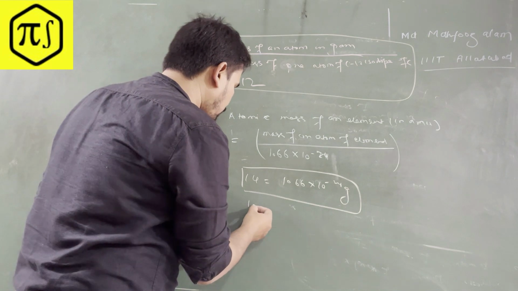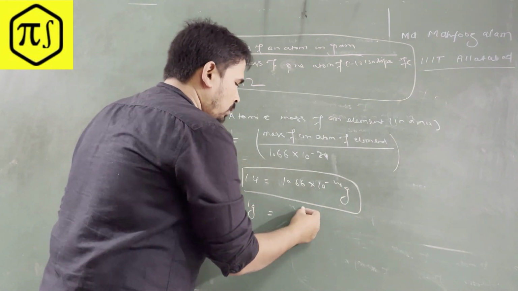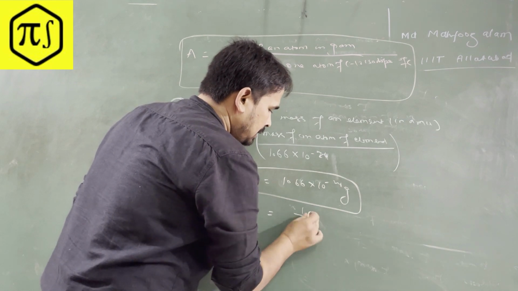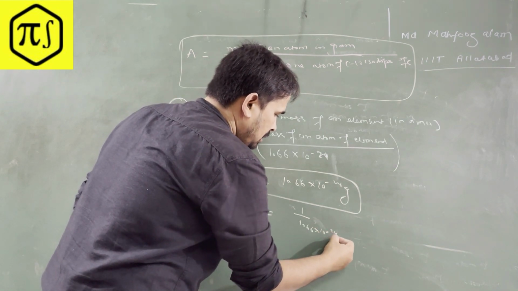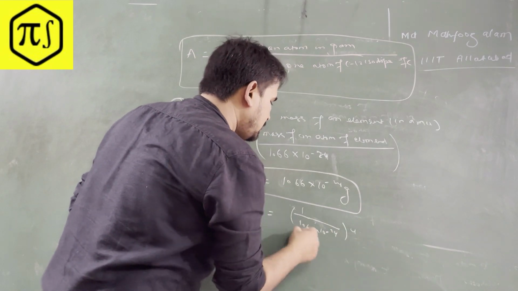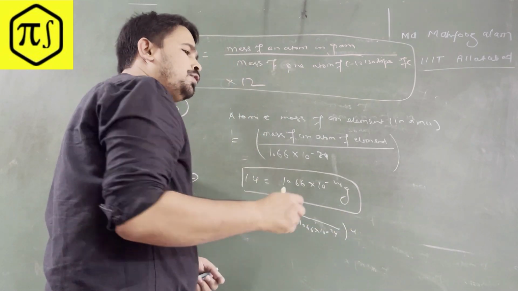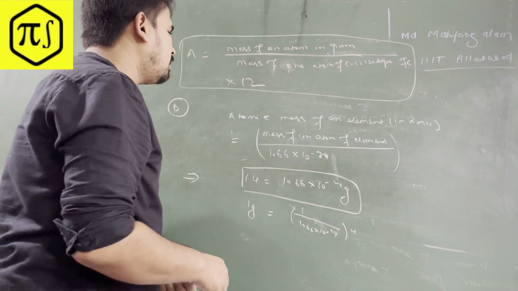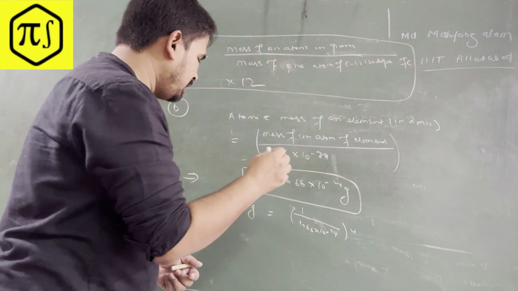So in this one, 1 gram you can say 1 by 1.66 into 10 to the power minus 24, right? This will be this many U's, right? U means AMU actually. So AMU has some symbol U also. So this one, and if the mass of atom is already known, then we can say.